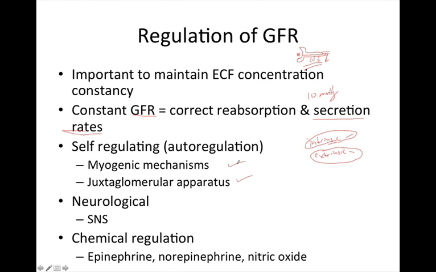But the cells that comprise the JGA, the abbreviation for juxtaglomerular apparatus, play a very critical role in influencing glomerular filtration rate. And this is what we would call self-regulation; the proper term for this obviously is autoregulation, auto meaning self. All right. And then there are some extrinsic factors such as the sympathetic nervous system and various chemicals. Nitric oxide is more intrinsic, I should say. But chemicals are very important in regulating GFR as well.